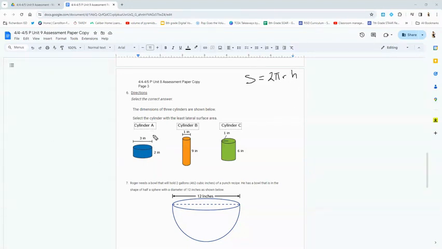So I know that the dimensions for cylinder A, I'm going to put them here. The diameter is 3. That means my radius is 1.5. And my height is 2. All right, so I'm going to do S equals 2.